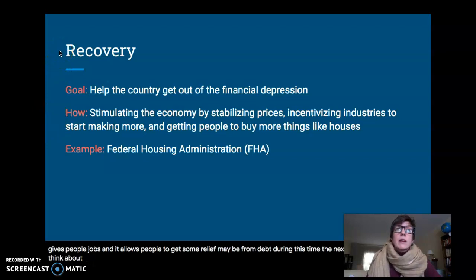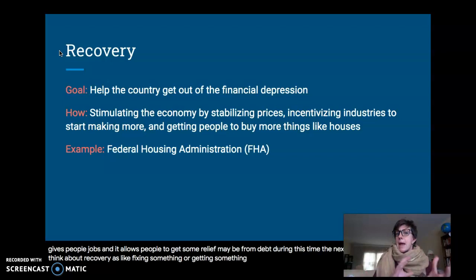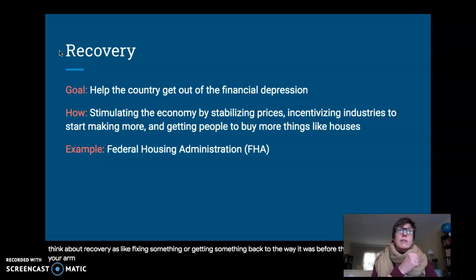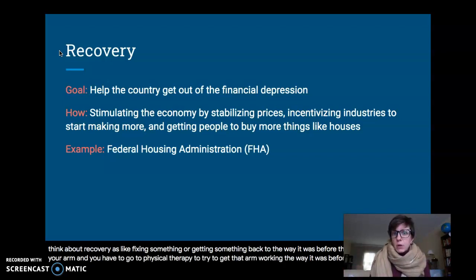The next R is recovery, right? If you think about recovery as like fixing something or getting something back to the way it was before. Think about if you break your arm and you have to go to physical therapy to try to get that arm working the way it was before. That's an example of recovery.